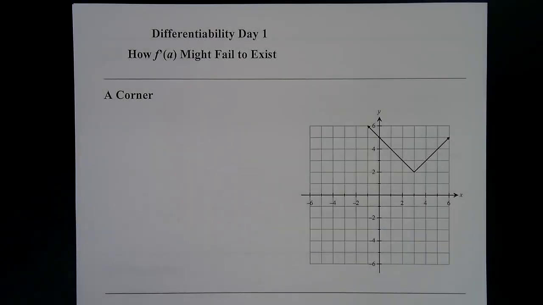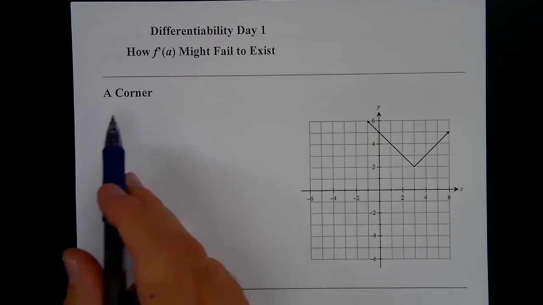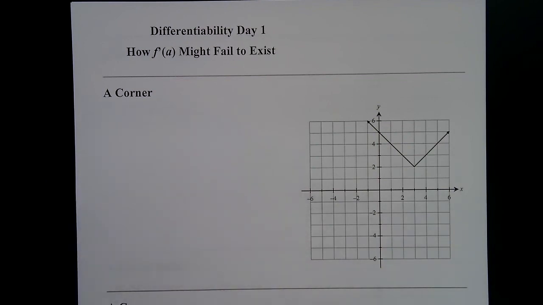So today what we're going to talk about is differentiability and how a derivative might fail to exist. And then we have names for certain conditions that happen, okay? And we're going to go over why, when it's not differentiable, it's called this, because in this case we're going to be talking about a corner, okay? So what is a corner, all right?